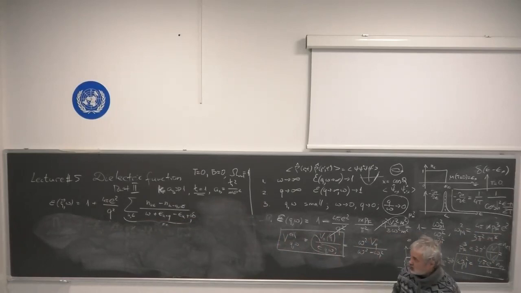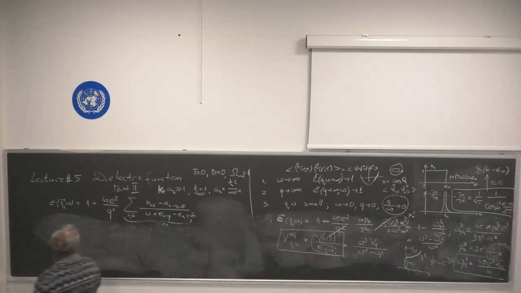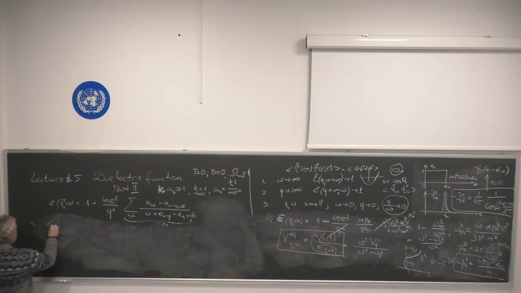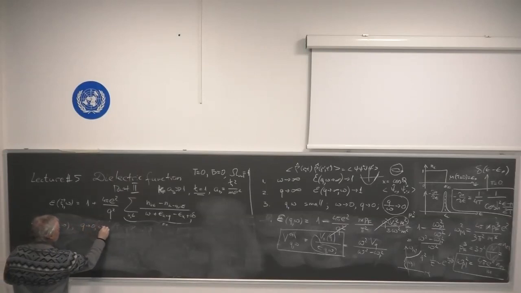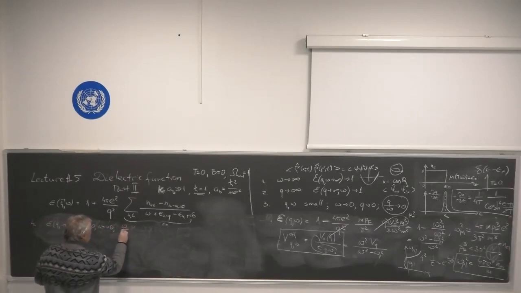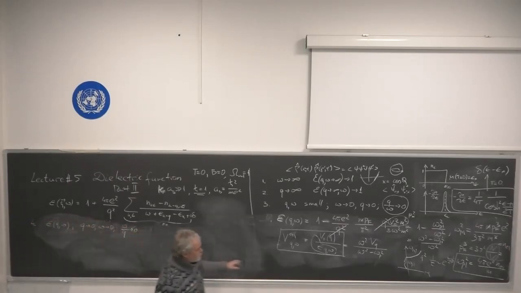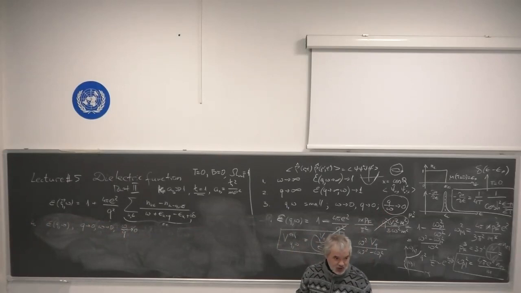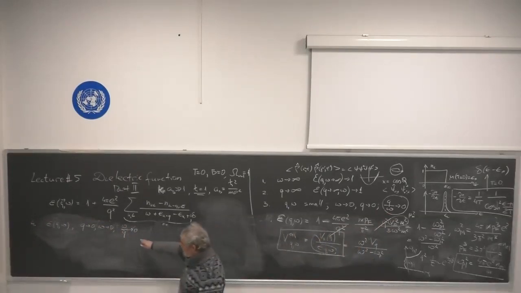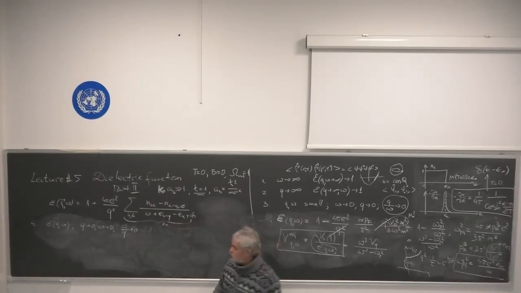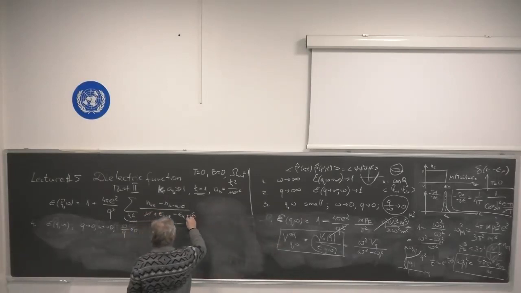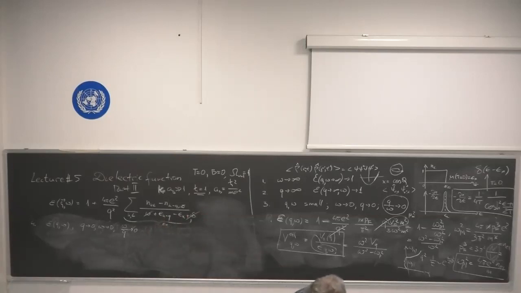So the last limit, limit number 4, is epsilon of q, omega taken in the limit q goes to 0, omega goes to 0, but omega over q goes to 0. So omega goes to 0 faster. Please compare with this. And therefore, since omega goes to 0 faster than q, I'm allowed to put omega equal to 0 from the very beginning. This is what I do. Okay?